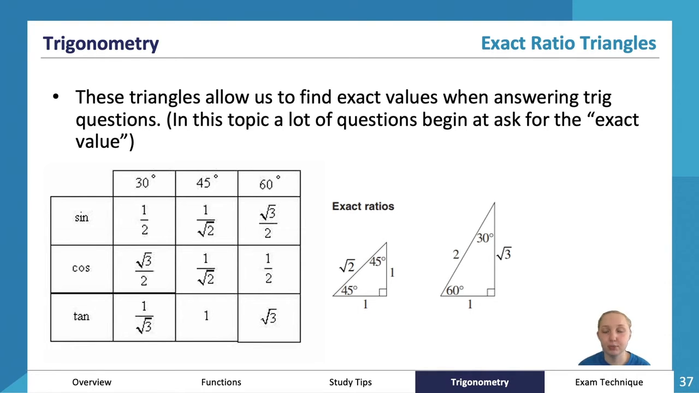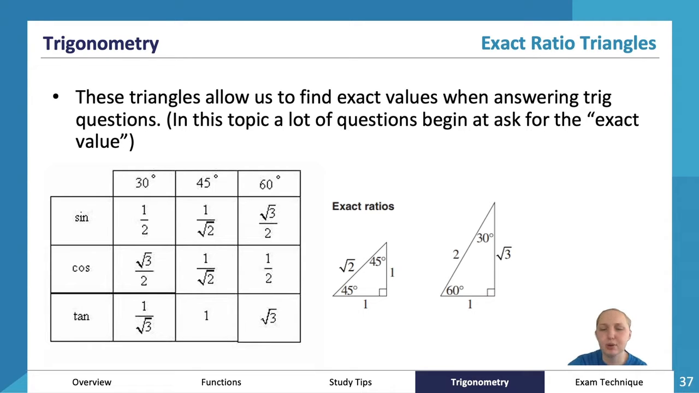I'm assuming you guys have been through how to find these ratios in class. If not, it's just using your basic SOHCAHTOA. For example, if we're trying to find the sine of 60 degrees, we're going to have the opposite, which is root 3, over the hypotenuse, which is 2, and we get the sine of 60 degrees is equal to root 3 on 2 as the exact value.